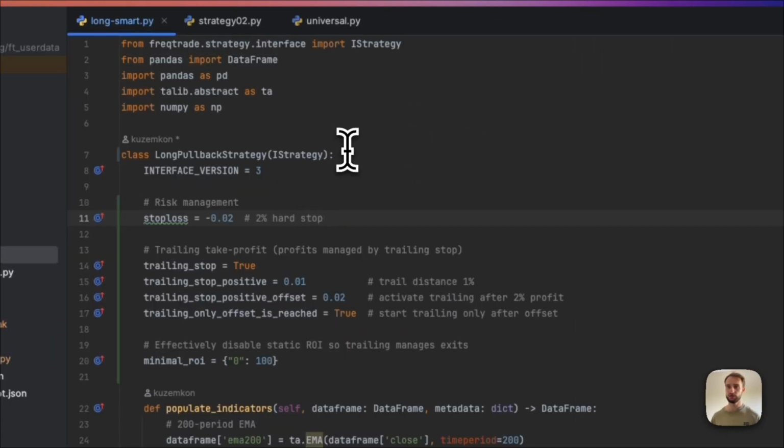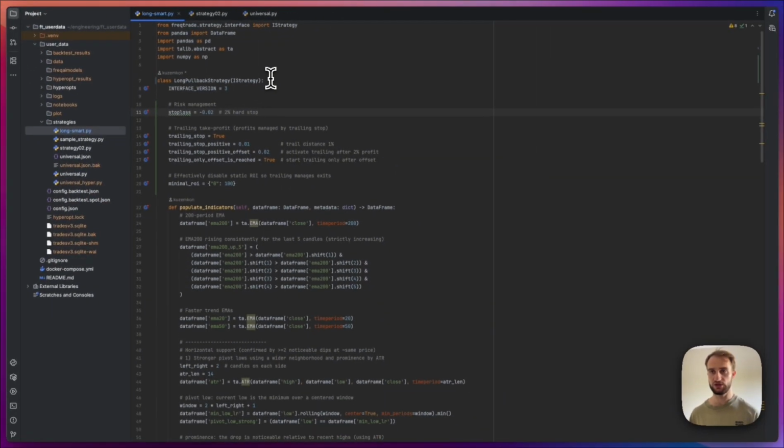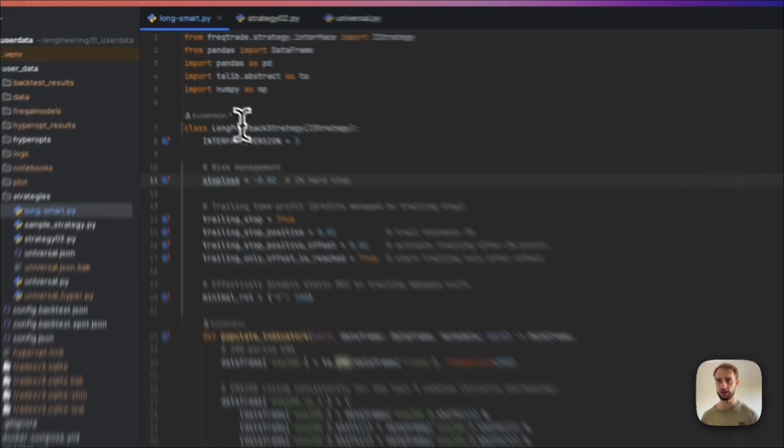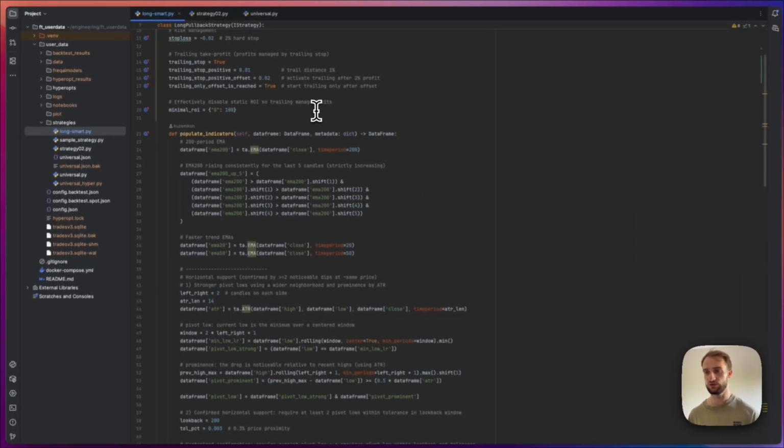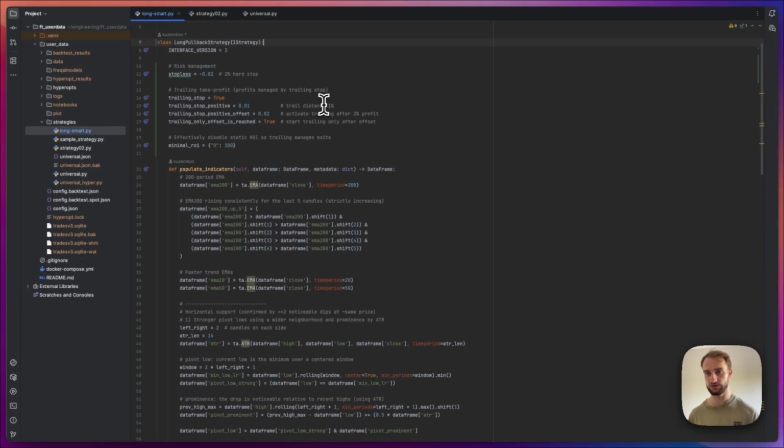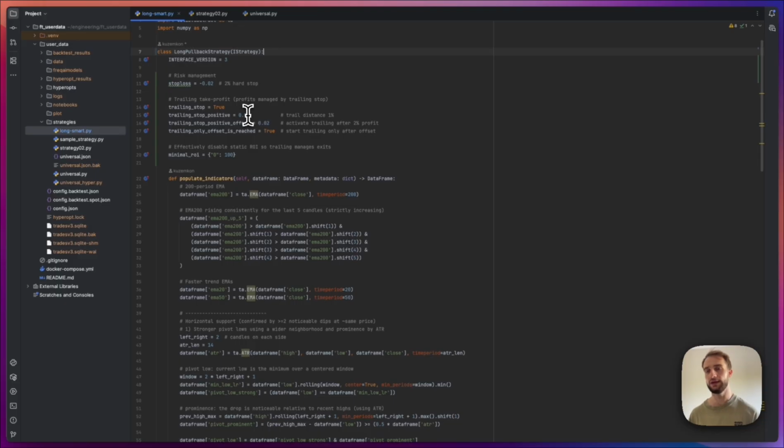And today we're going to be testing the strategy I've created for the bullish market. It is a long pullback strategy. So let's dive into it. This is the code I created. I've used a bit of AI to help me create this code, but the overall algorithm of the strategy was something I've been analyzing myself.